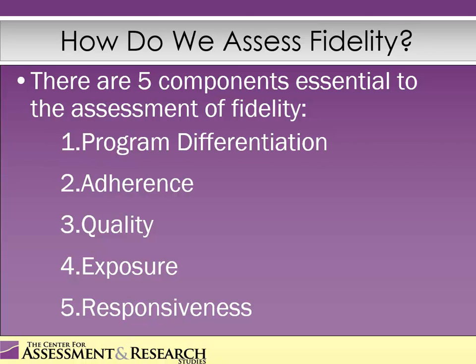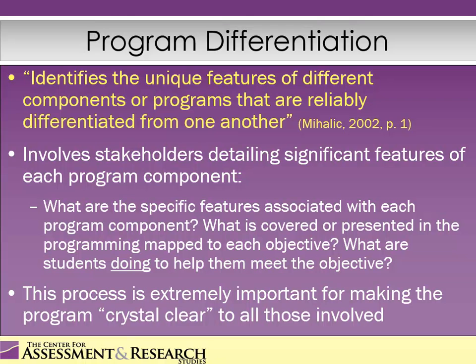Let's start by considering the first component, program differentiation. Program differentiation describes the specific features associated with each program or intervention. More specifically, program differentiation represents material or concepts that are covered in your program. We create a list of specific program features or opportunities to learn that we want included in our program, and that's what makes up our program differentiation. We can also think of program differentiation as the things that students are doing or experiencing during the programming that will help them achieve the intended program outcomes or objectives.